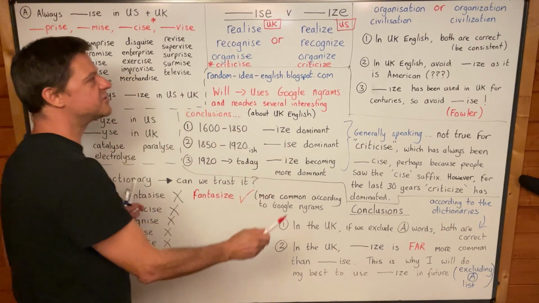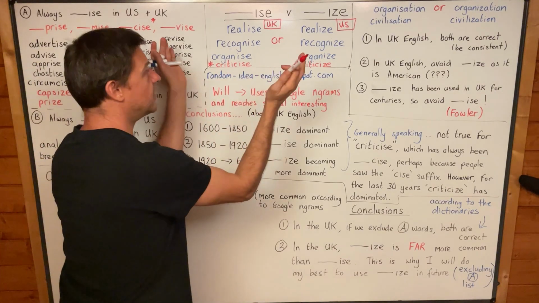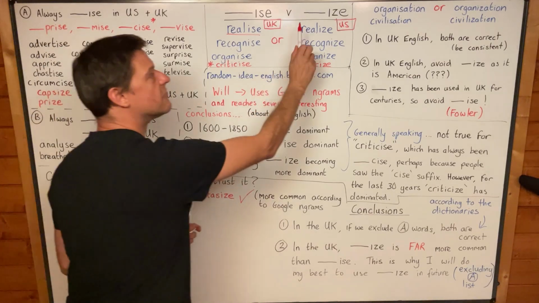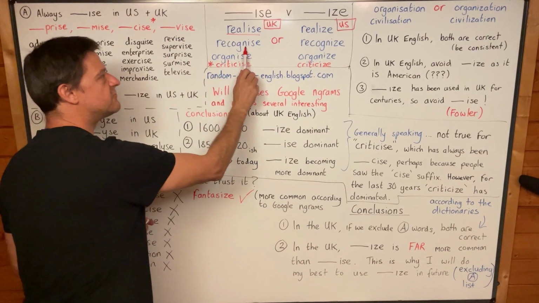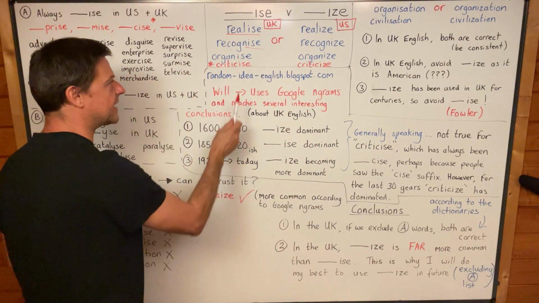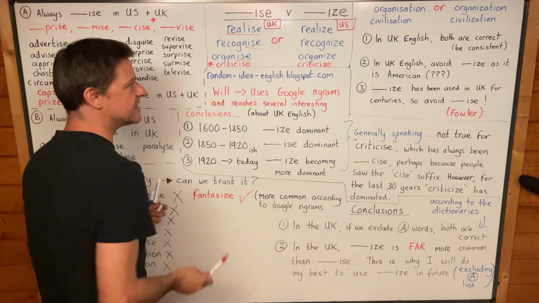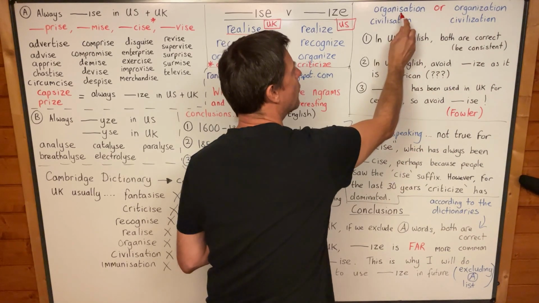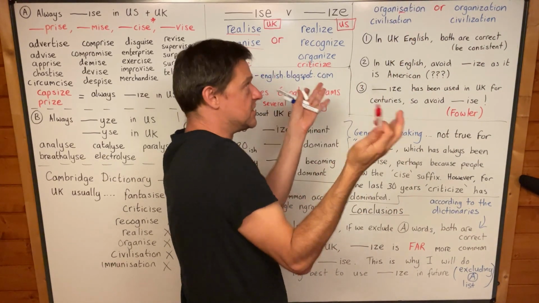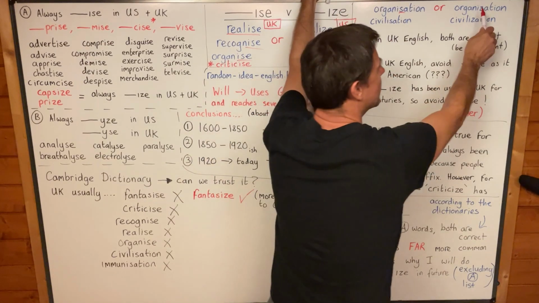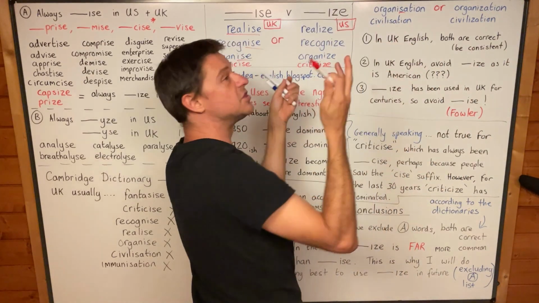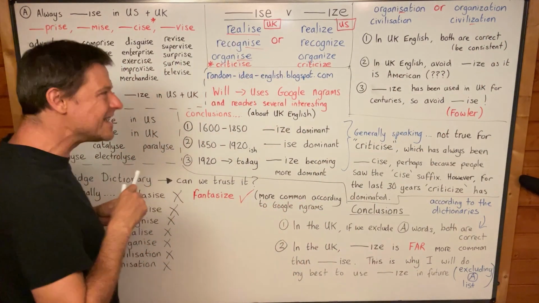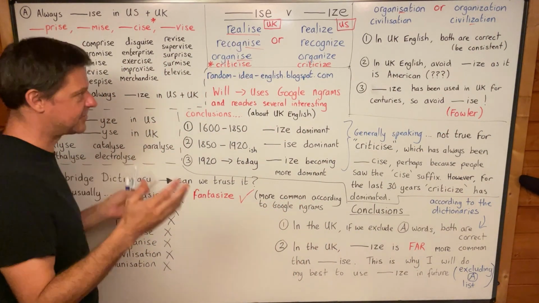So as I say, the dictionaries usually say, or certainly Cambridge says, usually realise with an S in the UK, but realize with a Z in the US. Usually recognise with an S in the UK. Usually organise with an S in the UK. And the same goes for the nouns. Cambridge tells you that organisation with an S is usually in the UK, you see that spelling, and organization with a Z is US. Civilisation usually in the UK, yeah, and civilization in the US.